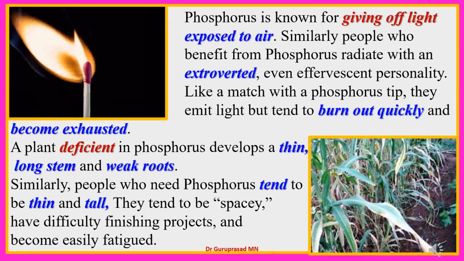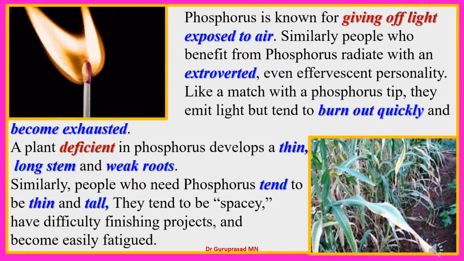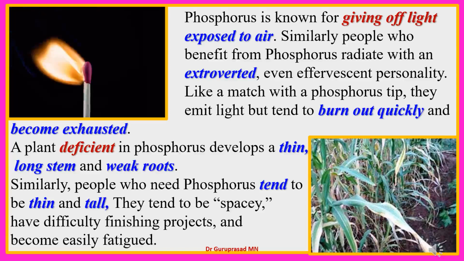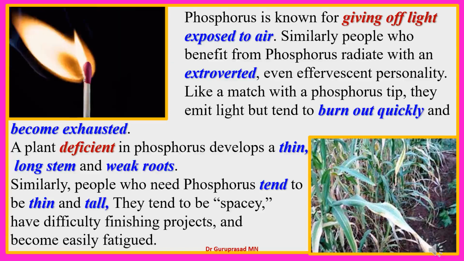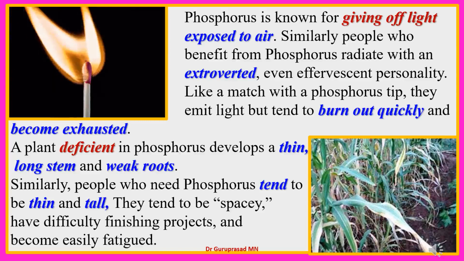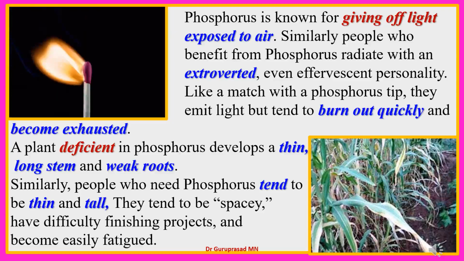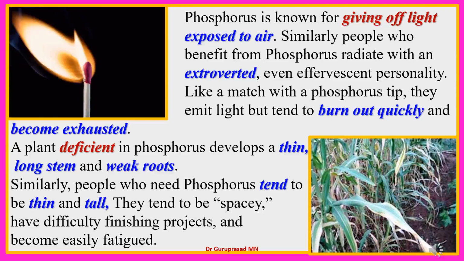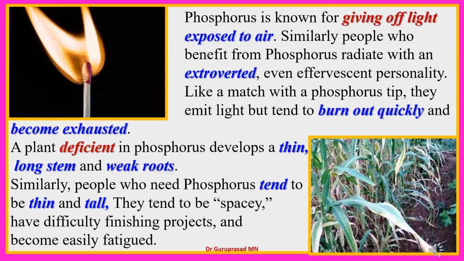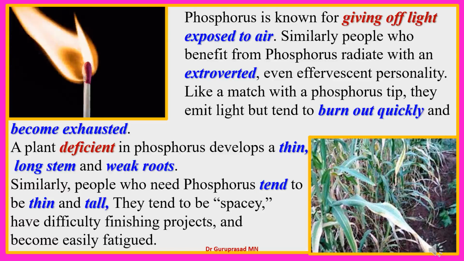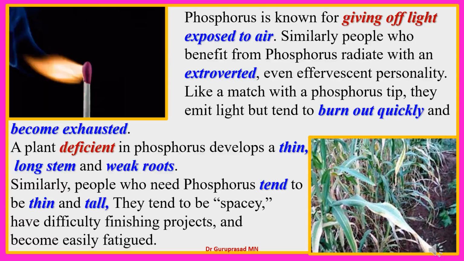Regarding the doctrine of signature, phosphorus is known for giving off light. Whenever it is exposed to the air, it gives light. Similar to phosphorescent light, people who benefit from phosphorus radiate with an extroverted nature. Like a match with a phosphorus tip, they emit light but tend to burn out quickly. They are sensitive to light and noise. They get exhausted fast.